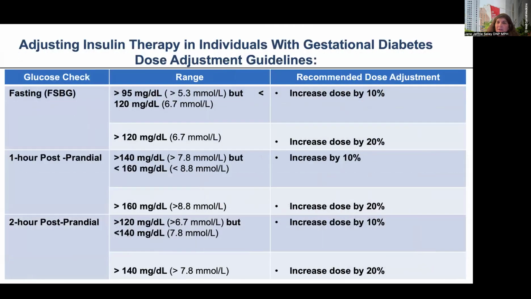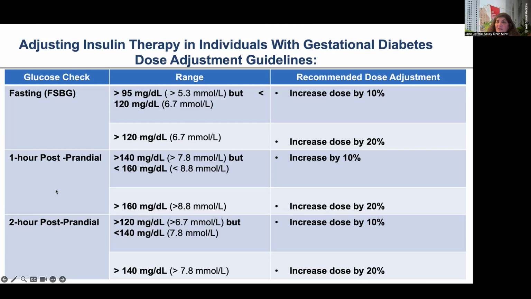So adjusting therapy is based on a 10 or 20% rule. We're either going to increase or decrease the dose by 10 or 20% based on how high or how low the glucose is. So for the fasting, if it's between 95 milligrams per deciliter and 120, or 5.3 to 6.7 millimoles, that's not very high of an increase, so we're going to increase it by 10%. And if it's exceeding 120 milligrams per deciliter or 6.7 millimoles, we're going to increase it by 20%.